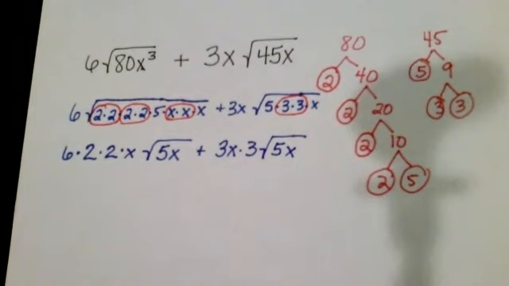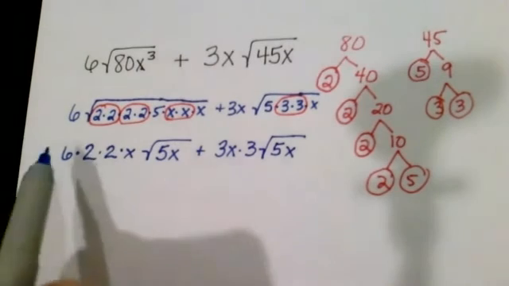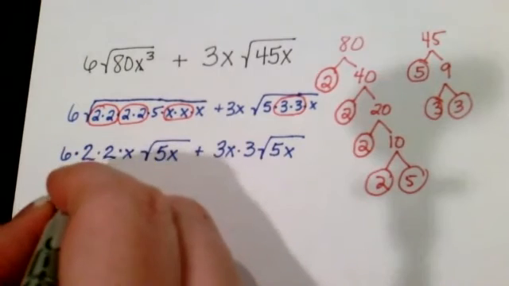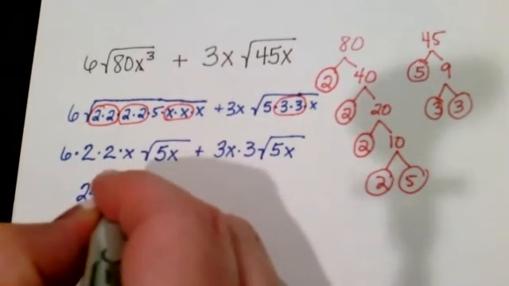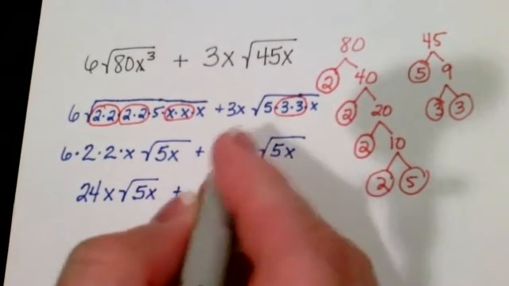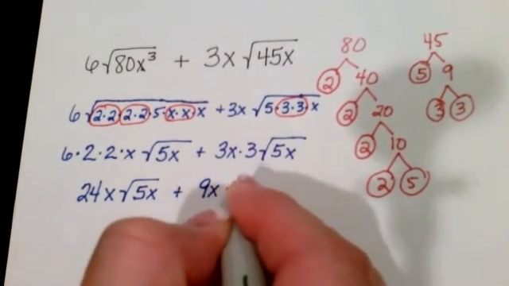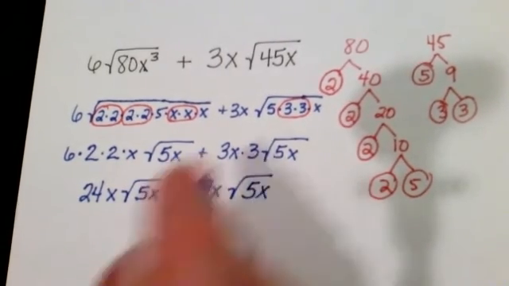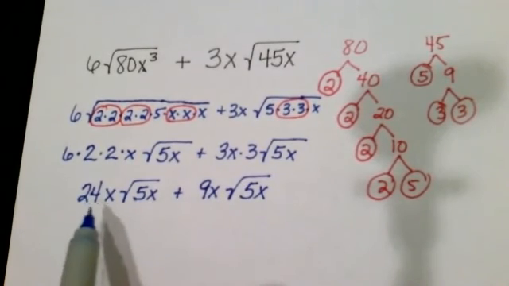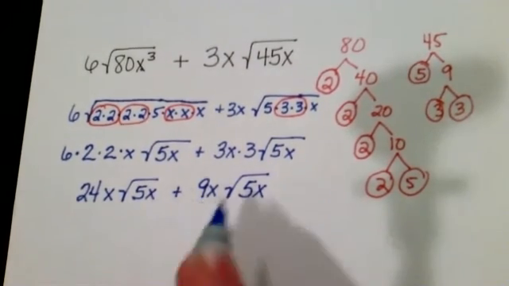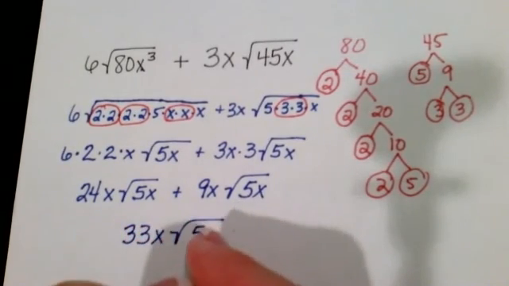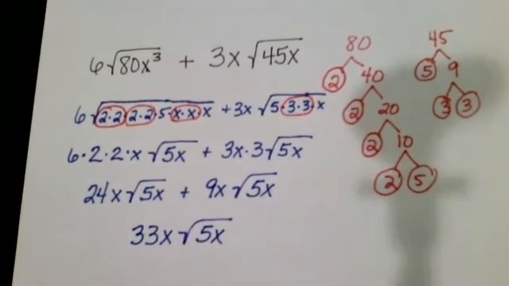Let's do a little bit of multiplying. So I've got 6 times 2 is 12, times 2 again is 24. So I've got 24x on the square root of 5x. And I've got 3 times 3, that's 9x on the square root of 5x. Now that what is underneath the radical is the same, I can go ahead and add these expressions in front. So 24x plus 9x gives me 33x, and I still leave that on the square root of 5x here.